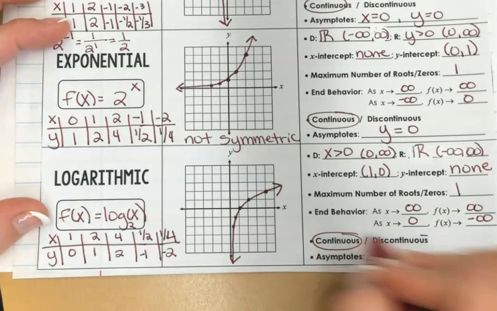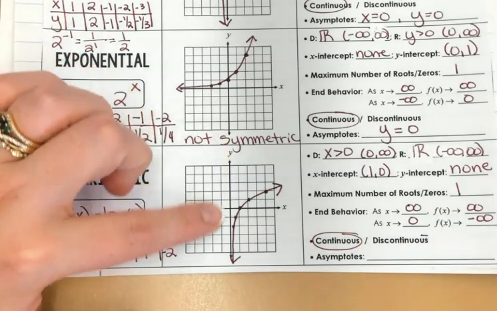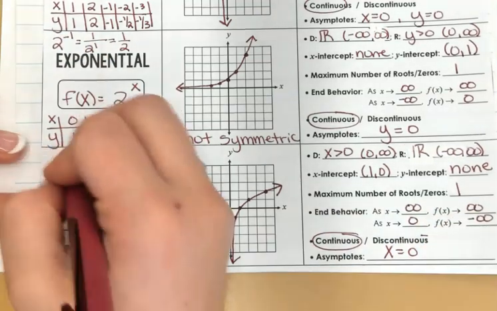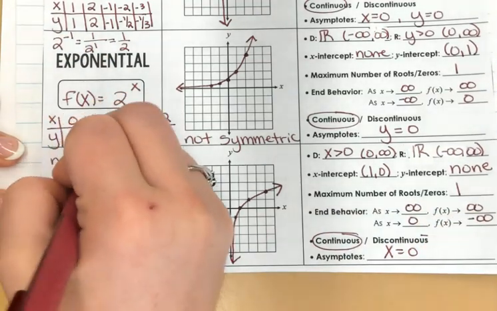It is continuous. And again, like I was saying, we have a vertical asymptote here, this time at x equals 0, and this graph is not symmetrical either.